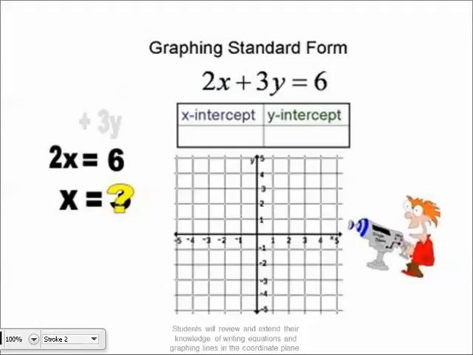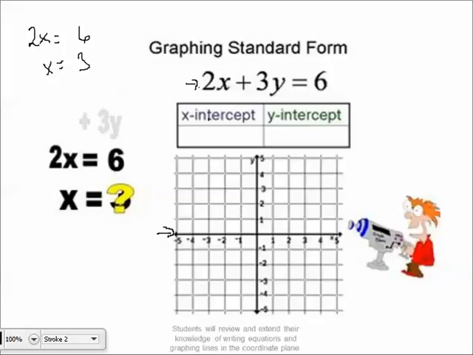Why? Well, if I'm given an equation in standard form like this one right here, the easy thing to do is to find the x-intercept and the y-intercept. Let me show you how. If it intersects the x-axis here, that means it doesn't go up the y any. That means y would be equal to 0. So if y is equal to 0, what am I going to get? I'm going to get 2x is equal to 6, because 3 times 0 is 0. And if I divide by 2, x is going to be equal to 3.